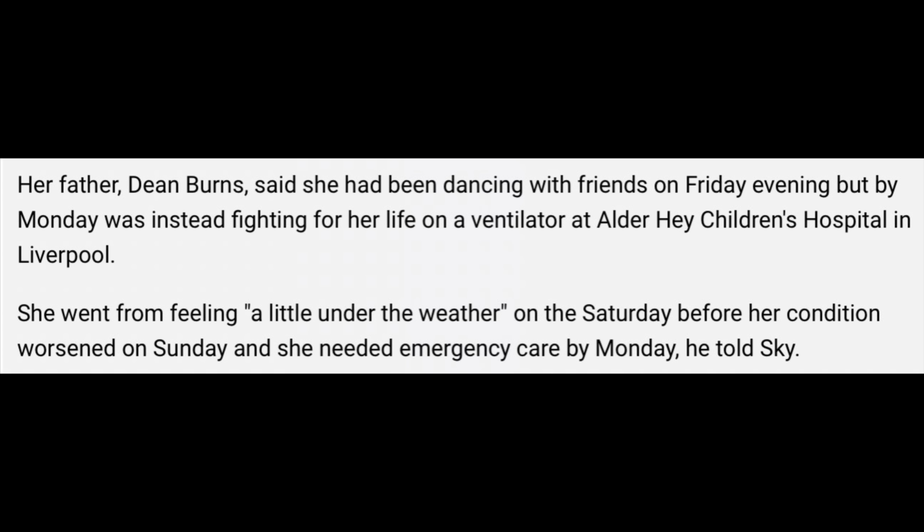Her father said she had been dancing with friends on Friday evening, but by Monday was instead fighting for her life on a ventilator at a major children's hospital in Liverpool. She went from feeling a little under the weather on the Saturday before her condition worsened on Sunday, and she needed emergency care by Monday. And this article also says 6 children have now died of Strep A this winter.